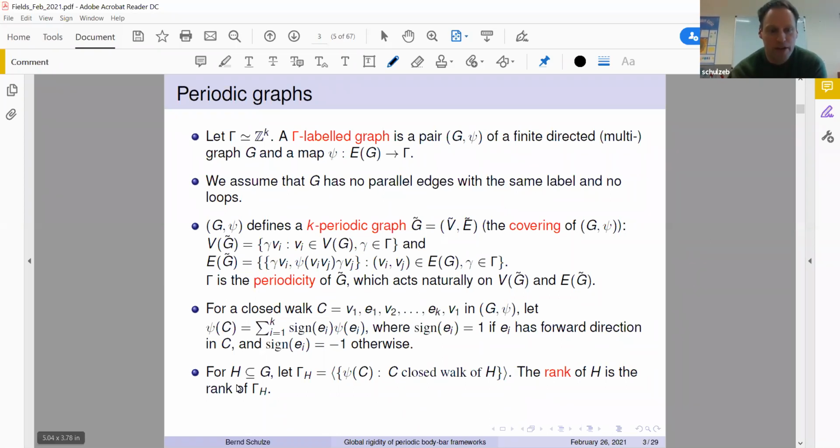And for a given subgraph H of the gamma labeled graph, we can look at all closed walks and look at all their gains. And these generate a group, and the rank of this group is called the rank of this subgraph.